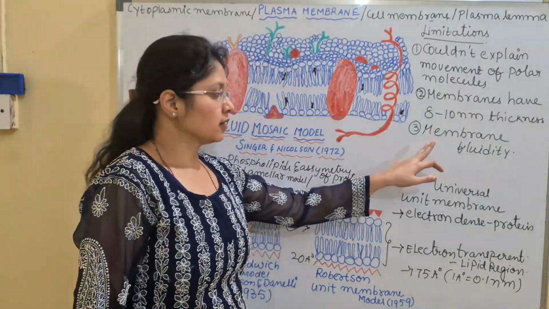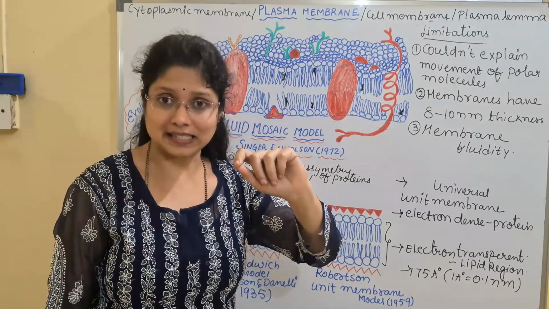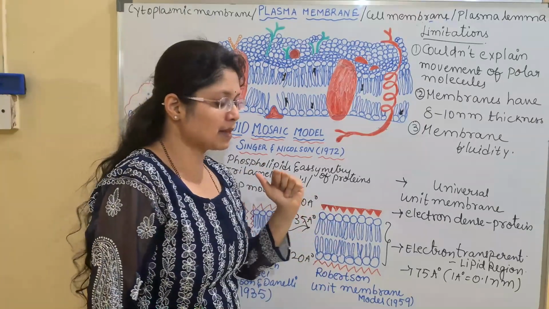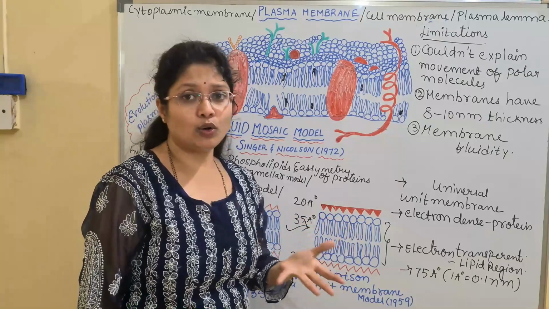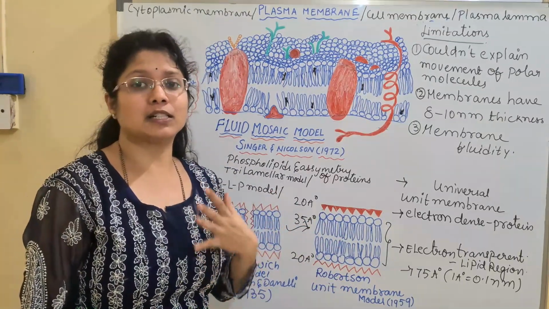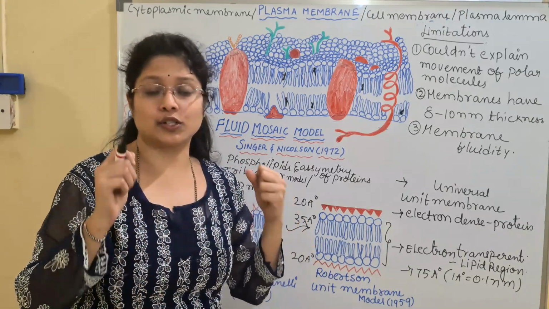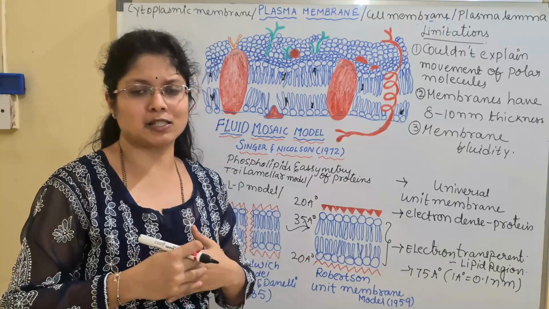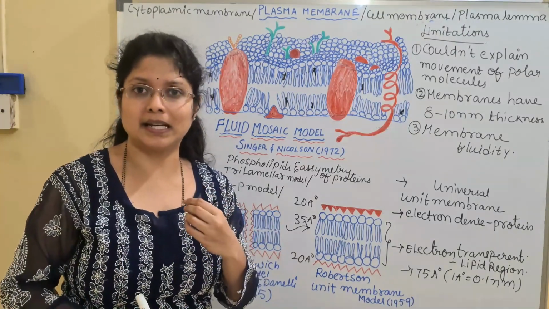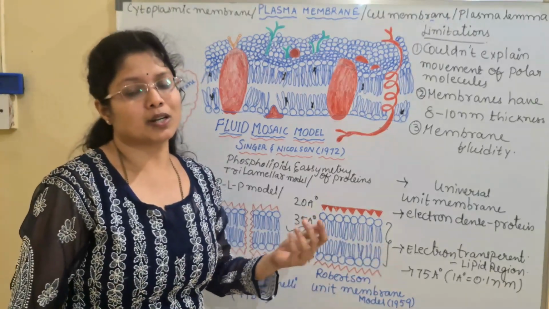What is the next important thing? They could not explain the membrane fluidity. According to them, the membrane is very static and will not show any movements, but we all know that the membrane is flexible and very fluid in nature. It will show relaxation, contraction, and different forms and shapes can be attained by this plasma membrane, which was not explained by the two models, the sandwich and the unit membrane model.